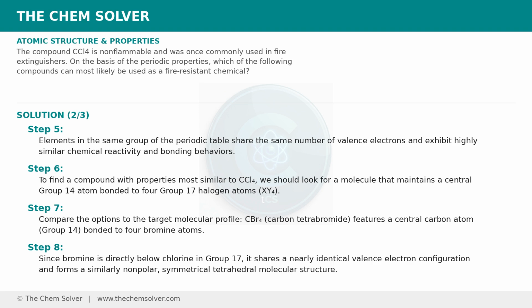Compare the options to the target molecular profile. CBr4, carbon tetrabromide, features a central carbon atom, group 14, bonded to 4 bromine atoms. Since bromine is directly below chlorine in group 17, it shares a nearly identical valence electron configuration and forms a similarly nonpolar, symmetrical tetrahedral molecular structure.